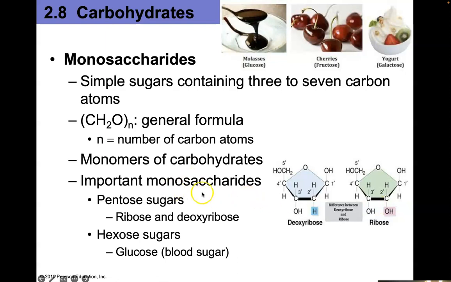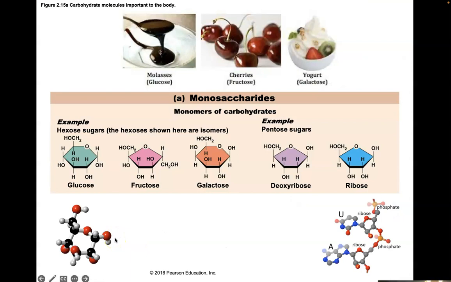Some important monosaccharides that we'll talk about in just a little bit are pentose sugars, things like ribose and deoxyribose. Those are our 5 carbon sugars. So penta means 5 carbon. And then our hexose sugar, which is glucose, which is in our blood. Those are the main monosaccharides that we'll talk a lot about. So again, ribose and deoxyribose as our pentose, and glucose as our hexose sugar.